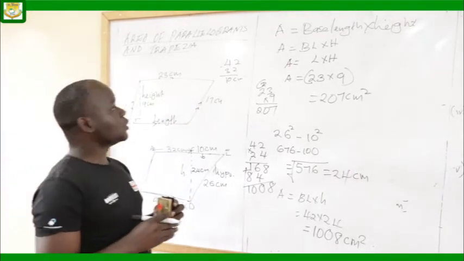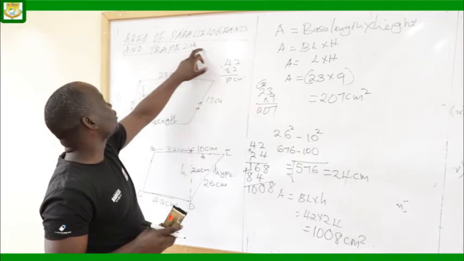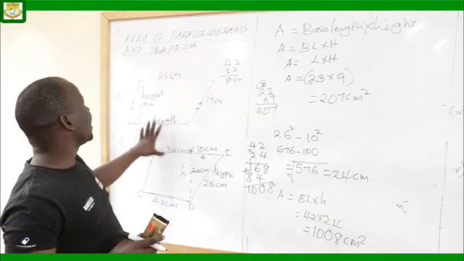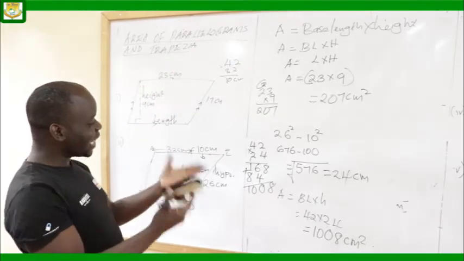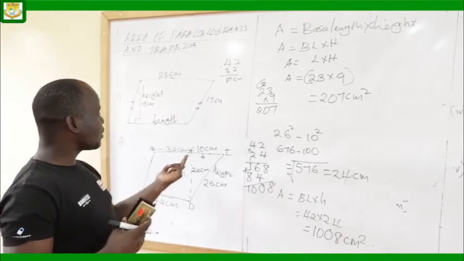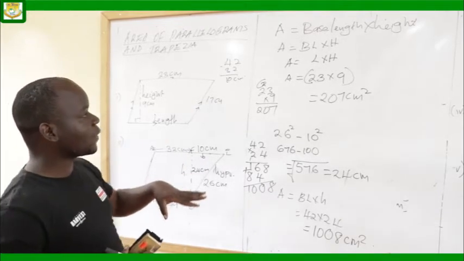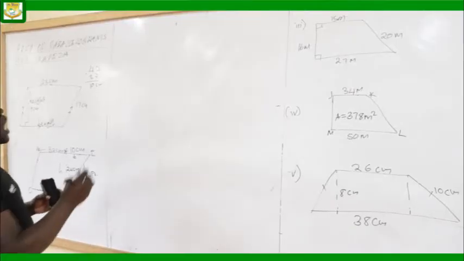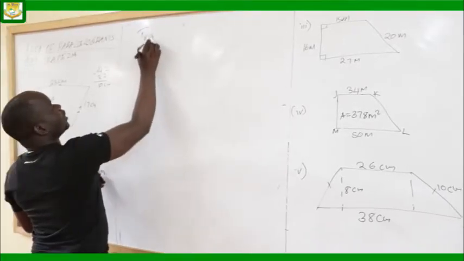Now, remember we are looking at parallelograms and trapezium. We have summarized parallelograms. It's just base length and height. You multiply the length by the height, that's the area. Now let us look at the area of trapezium.